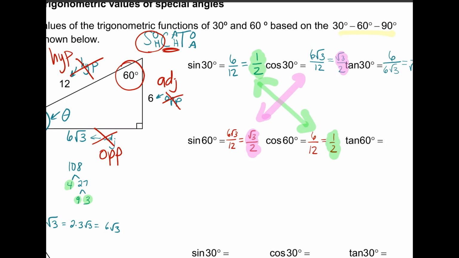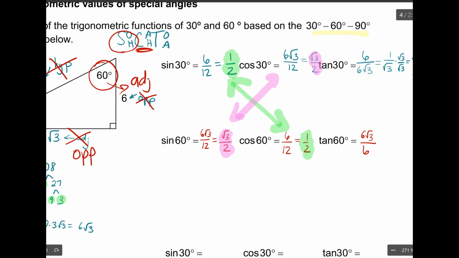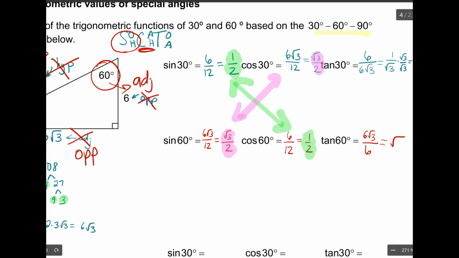Lastly, tangent of 60 degrees. So tangent is opposite over adjacent. So I'm looking in my maroon reddish color, because according to 60 degrees, the opposite side is 6 root 3 over adjacent. Well, adjacent here is 6. So simplifying, it's just going to be root 3.